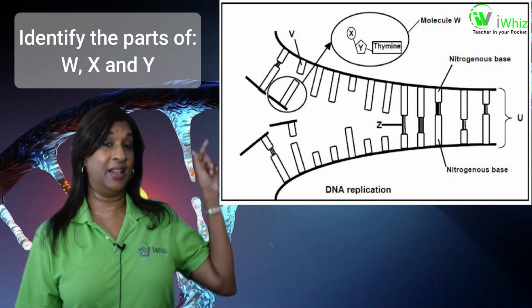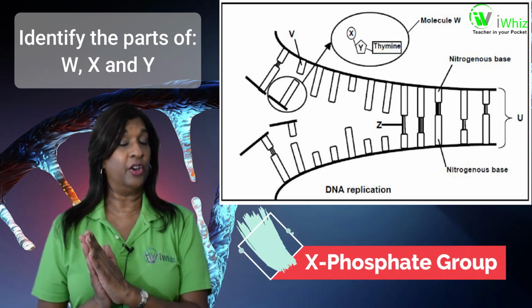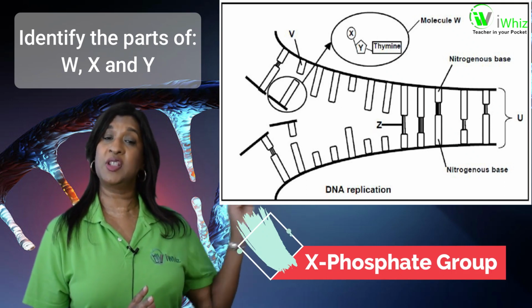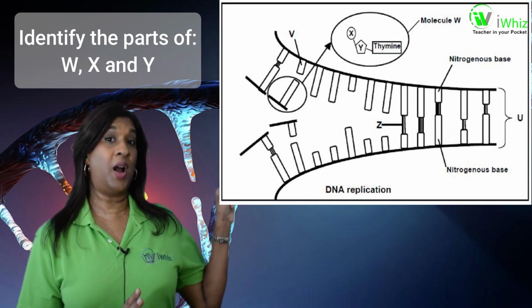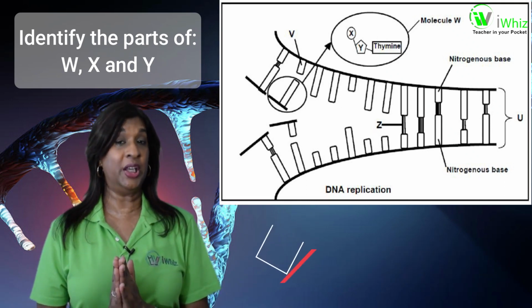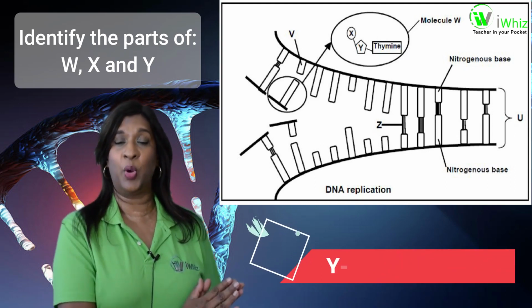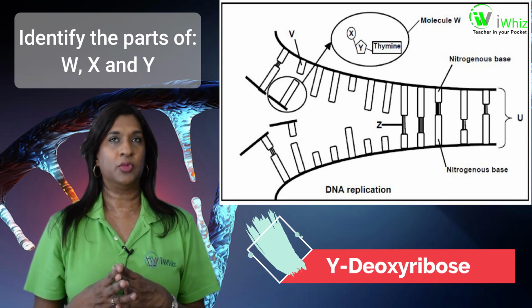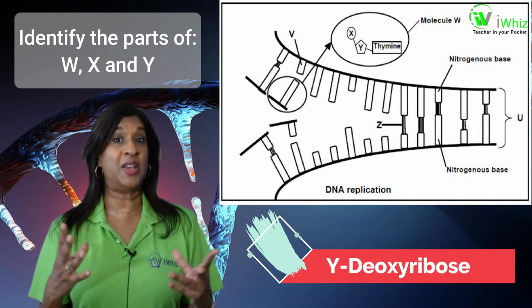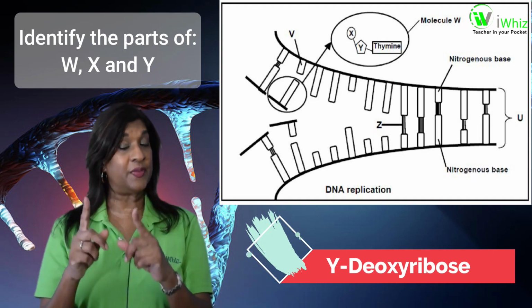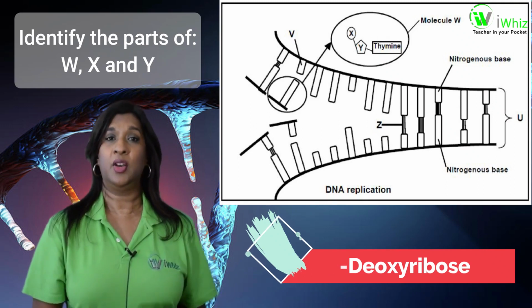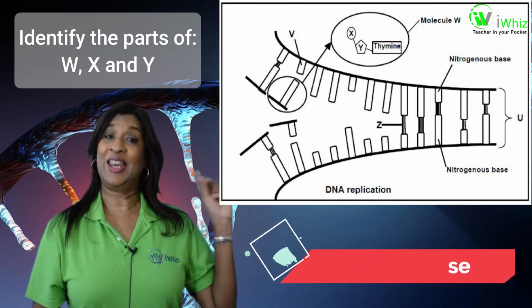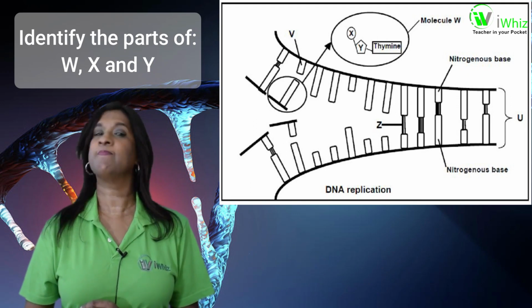So X in the little circle would be phosphate. That's your phosphate group. And Y in the pentagon would be deoxyribose. Just remember, it's not good enough to say sugar, or it's not even good enough to say pentose sugar. You have to specifically tell us which one. So the only answer for Y is deoxyribose, right?